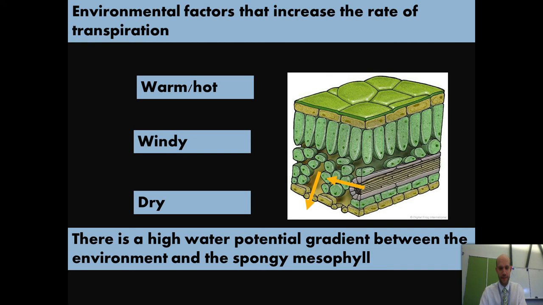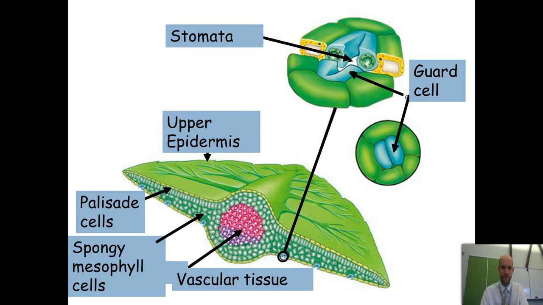So normally in these scenarios that are on the slide, there is a high water potential gradient between the environment and the spongy mesophyll. That's the cells around these air spaces. But if the water potential gradient is lowered, because there's less of a difference between the water potential of the cells and the surrounding air, then transpiration will slow down because evaporation will slow down.